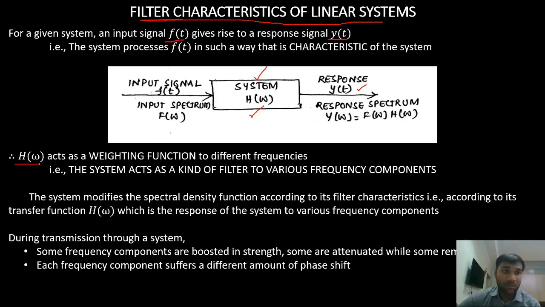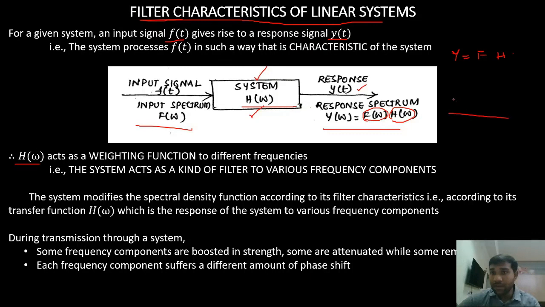So what does this h of omega do? If I take the input spectrum f of omega, and this is my h of omega, then my y is equal to f into h. This is by the convolution theorem of Fourier transform, right? So this is my input spectrum, this is my system spectrum, and this is the response spectrum, the output spectrum. If you look at this, h of omega acts as a weighing function to different frequencies in my input spectrum, F of omega into h of omega.